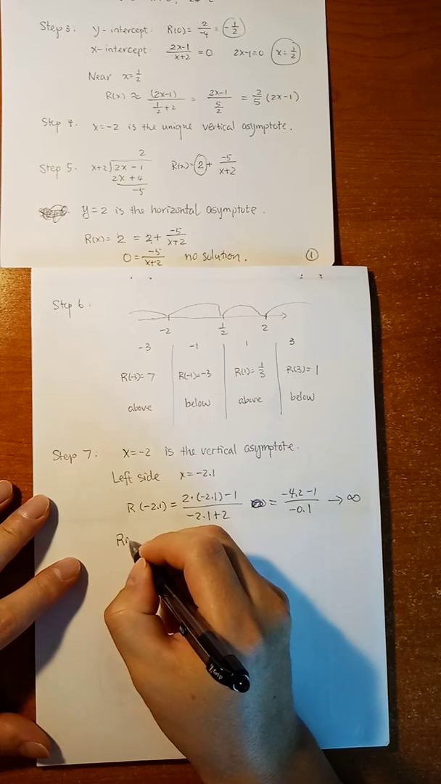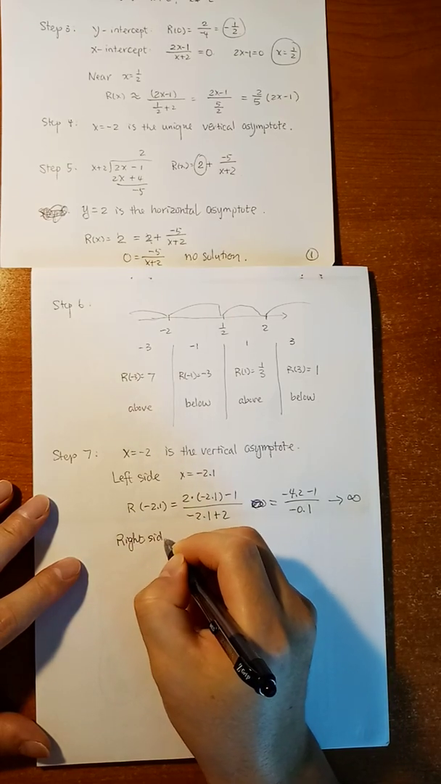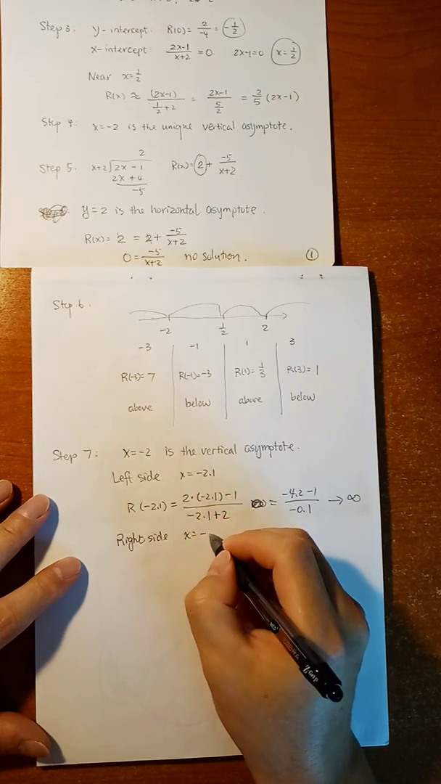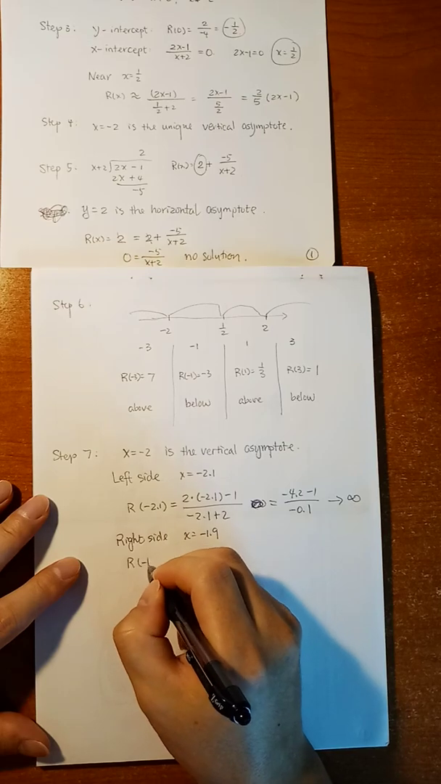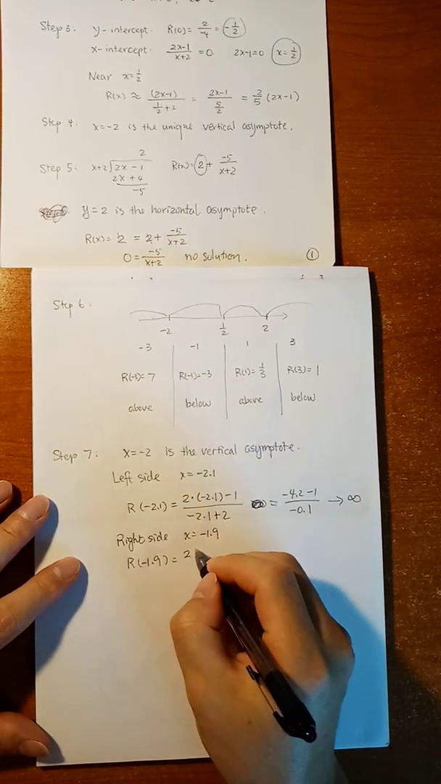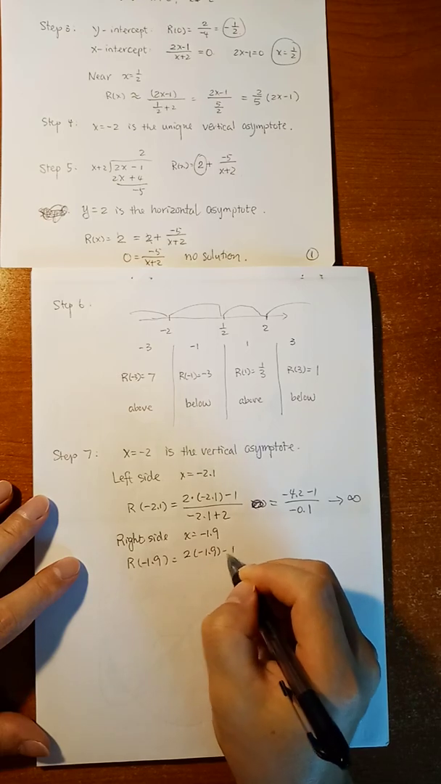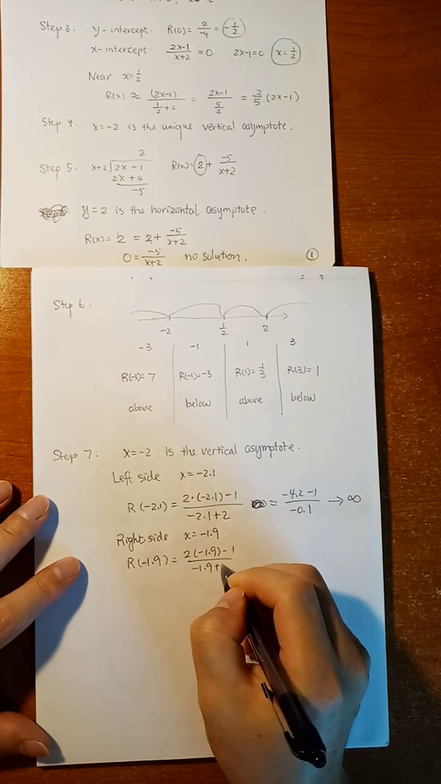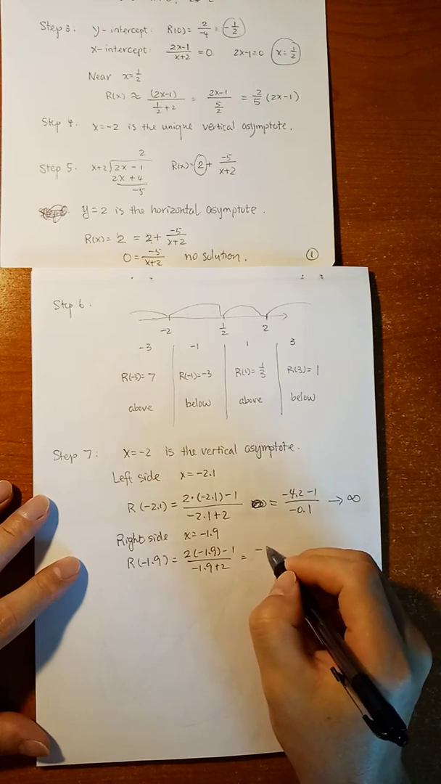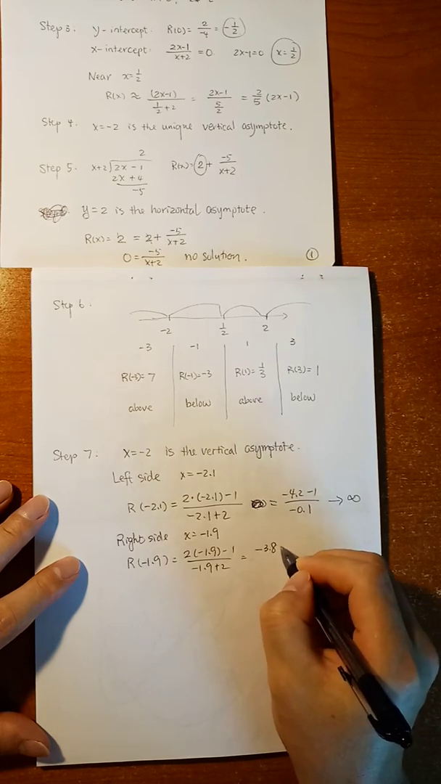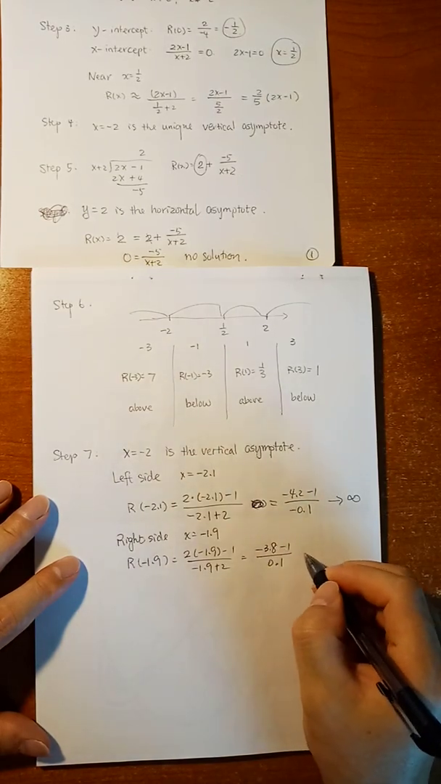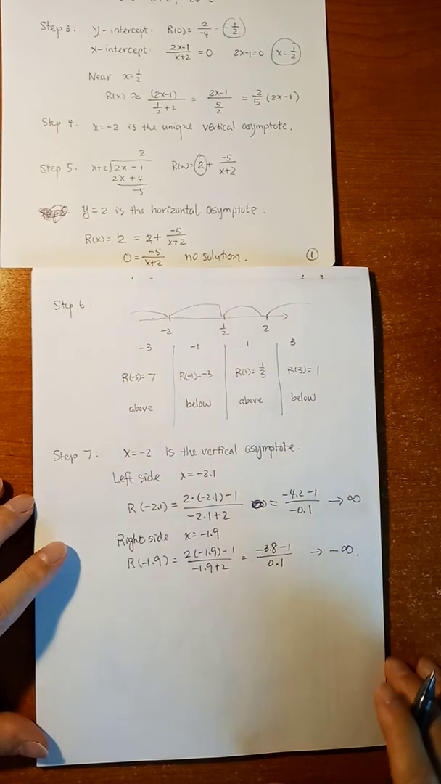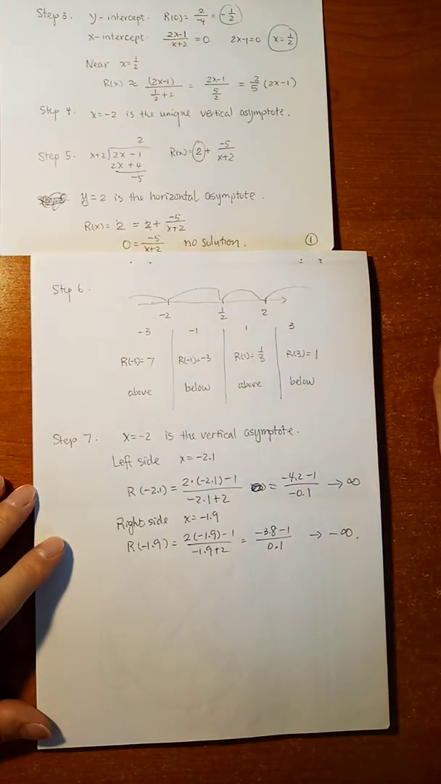Okay? And on the right-hand side, we choose x equal to -1.9. Then we get r of -1.9 equal to 2 times -1.9 minus 1 over -1.9 plus 2. The numerator is -3.8 minus 1 over 0.1. This time the denominator is positive. The numerator is still negative, so it implies the graph approaches negative infinity. Okay? The graph is approaching negative infinity.